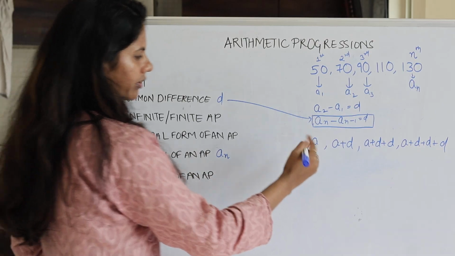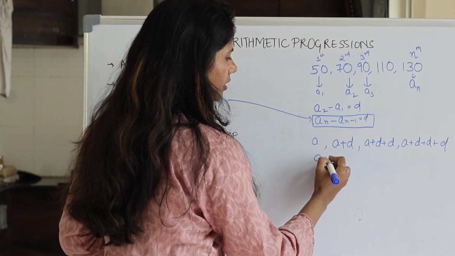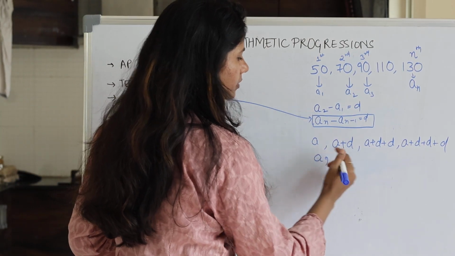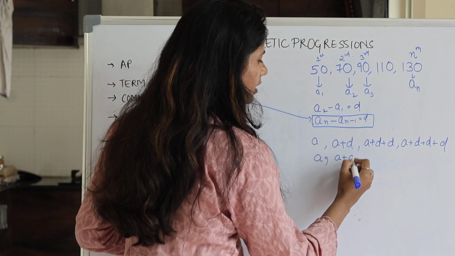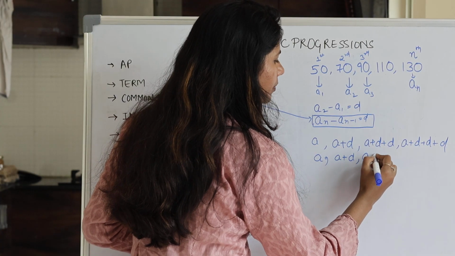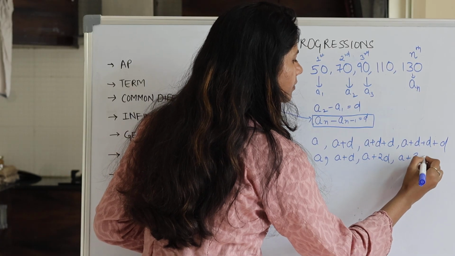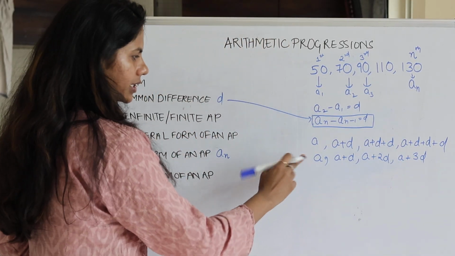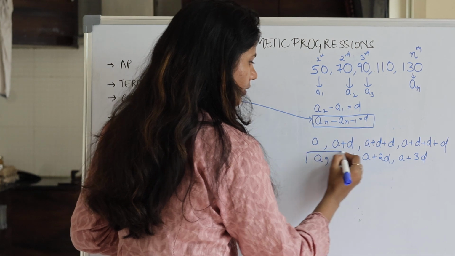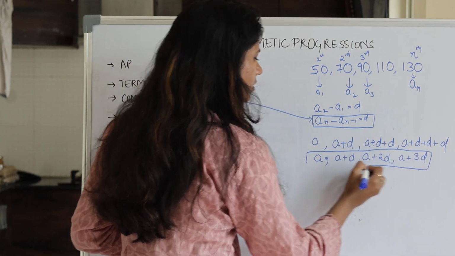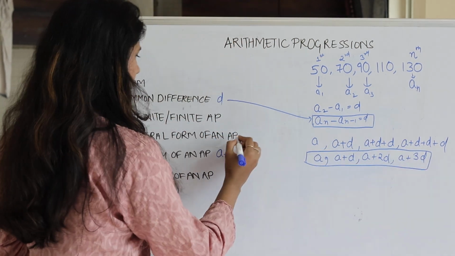Now we'll simplify this. The first term is A, the second term is A plus D, the third term is A plus 2D, the fourth term is A plus 3D. Whatever we have achieved here is called the general form of an AP.